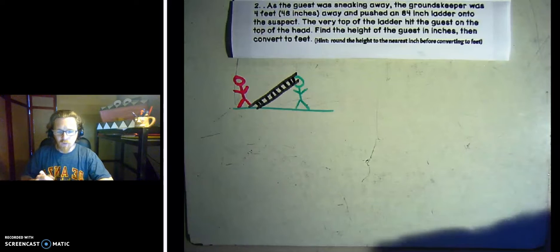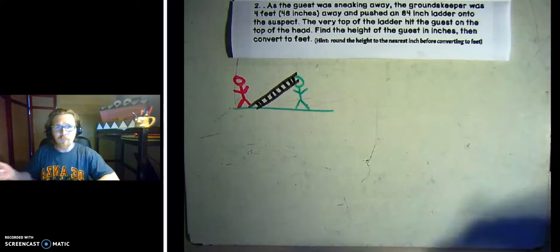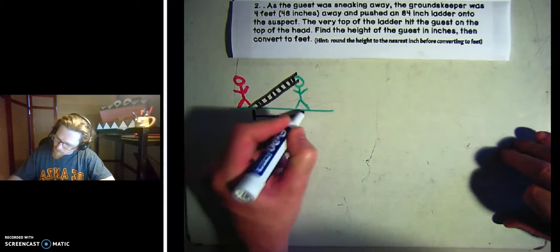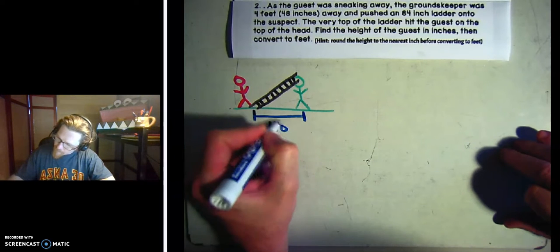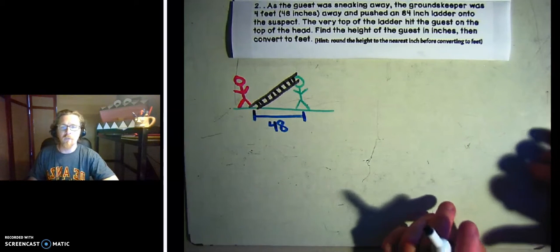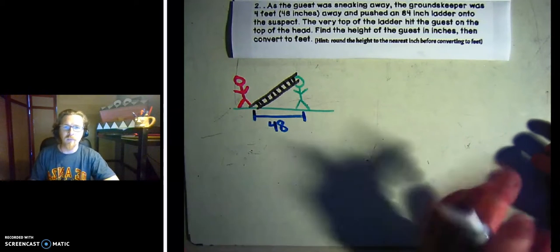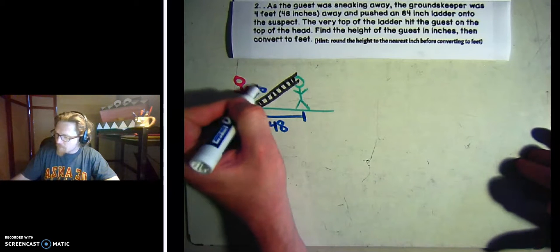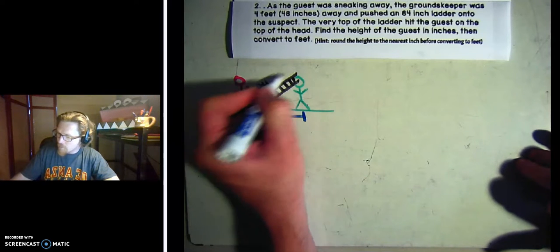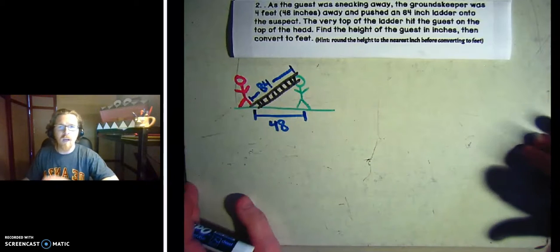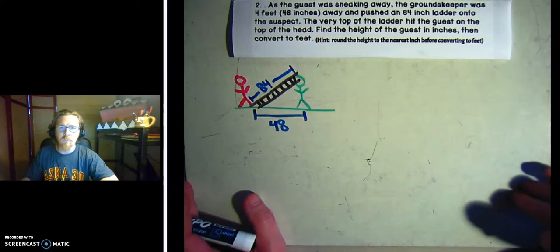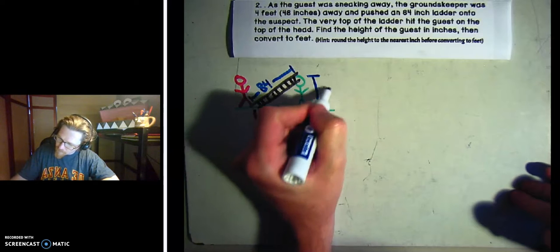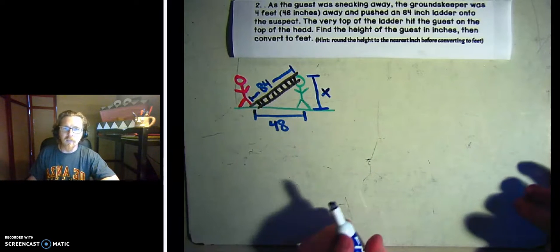Now let's label the information we know. We know that the guest is 48 inches away. So I'm going to say that this length is 48 inches from the ladder base to the guest. We know that the ladder is 84 inches tall. And so I know essentially the hypotenuse of this triangle. What I don't know is how tall this guest is. So I'm just going to call that x.